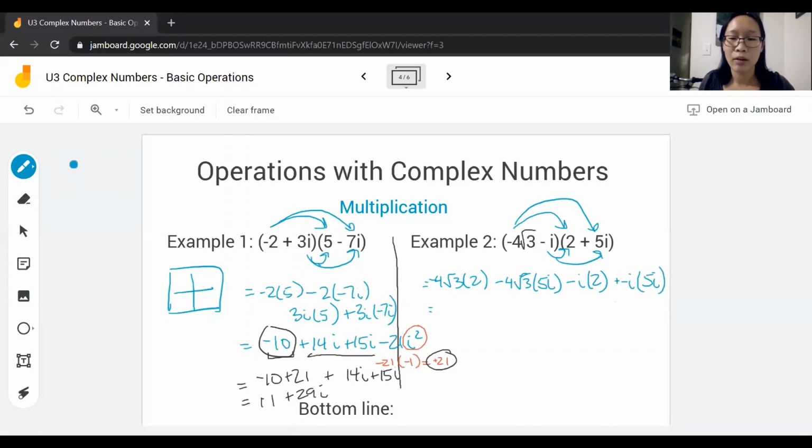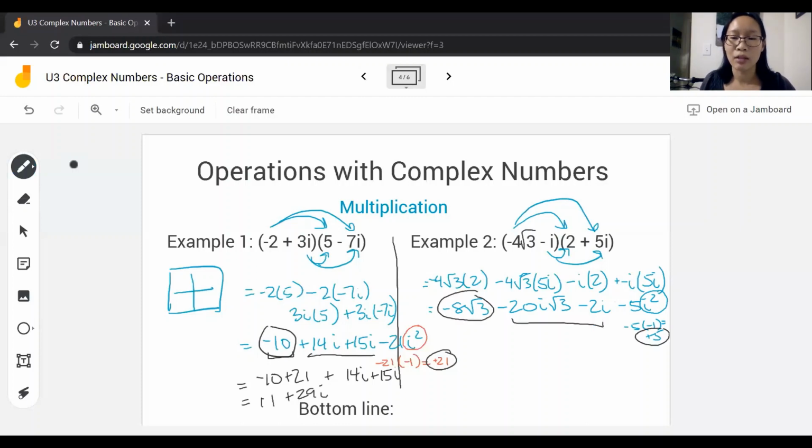When I multiply all this out, my first term is negative 8 root 3. My second term is negative 20i root 3. My third term is negative 2i. And my fourth term is negative 5i squared. But remember, i squared is negative 1, so this is negative 5 times negative 1, which is positive 5.